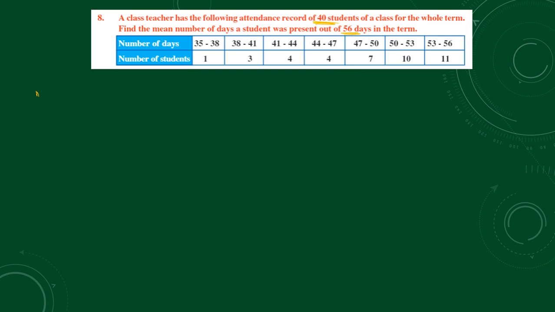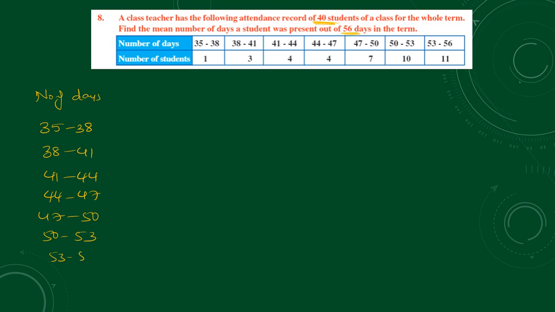So the number of days is Ci. What are the number of days? 35 to 38, 38 to 41, 41 to 44, 44 to 47, 47 to 50, 50 to 53, 53 to 56. So these are nothing but the values that are given. Based on this, frequencies are given: 1, 3, 4, 4, 7, 10, 11.